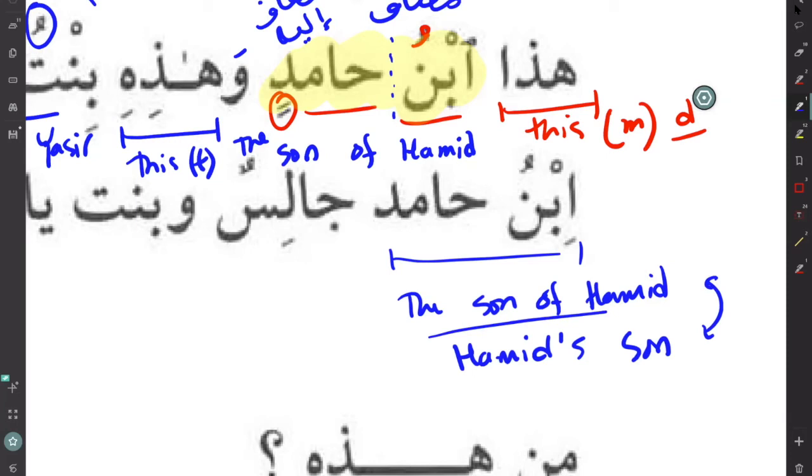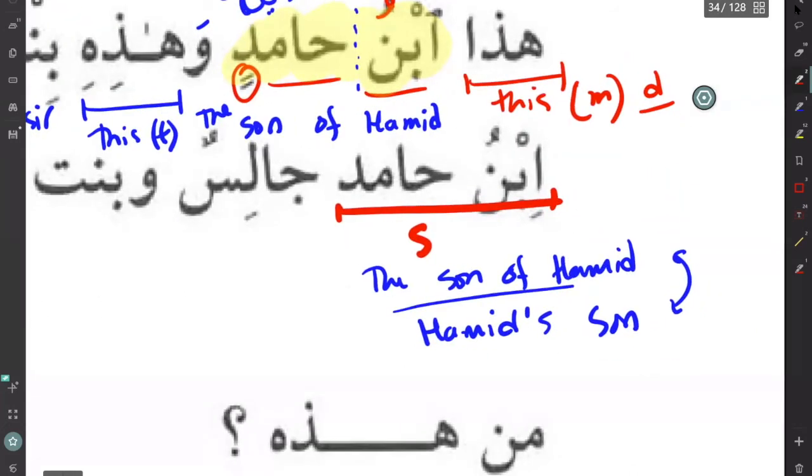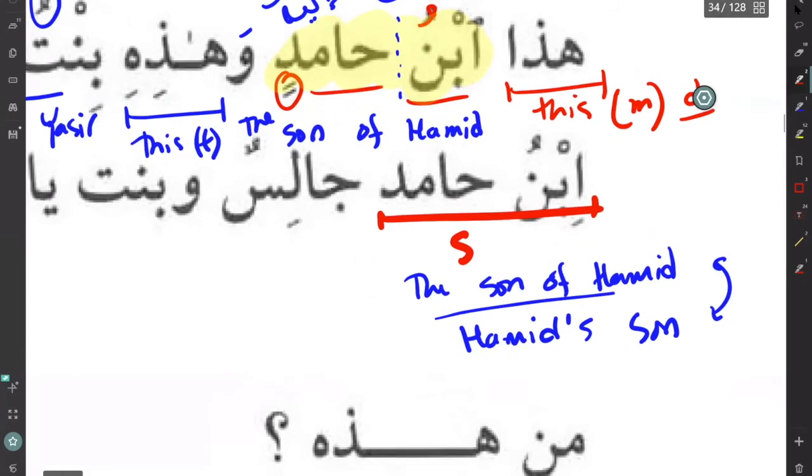So what about son of Hamid? By the way, maybe at this point I should also review this concept: the subject. So this is the subject, right? Because somebody says the son of Hamid, that's the subject. You need to know what about the son of Hamid. It's not complete. You need to say something. So you need to give information about the subject, which is the predicate. The predicate just completes the meaning. So what about the son of Hamid? Jalisun. What is Jalisun?